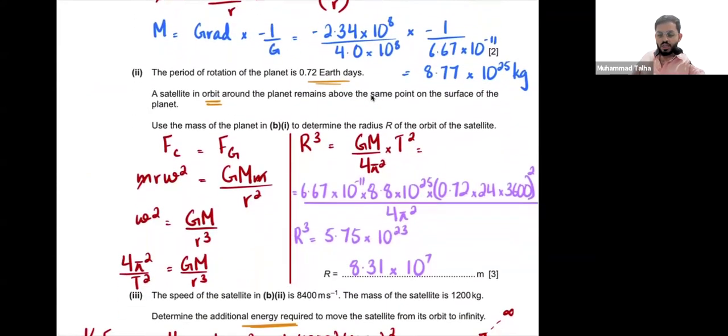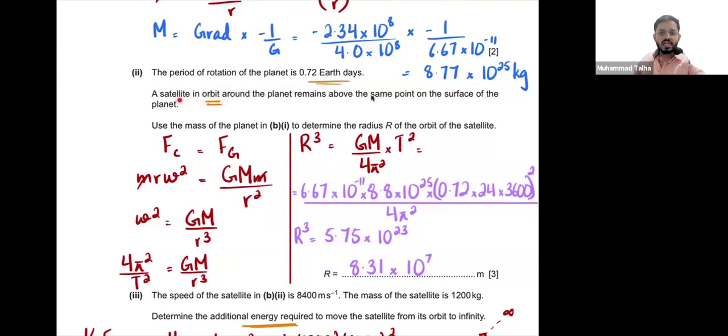Part 2, period of rotation of the planet is 0.72 Earth days. All right, so this is given to us. A satellite, and then I see this word orbit. In all of A2, whenever you see this word orbit, the first thing that should come to mind is circular motion.